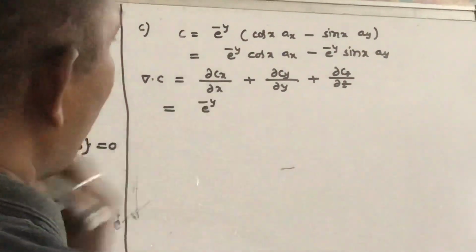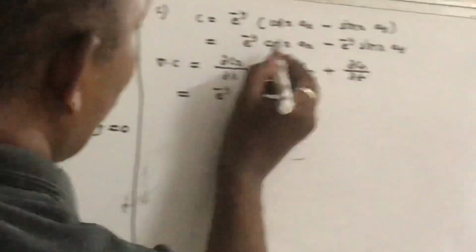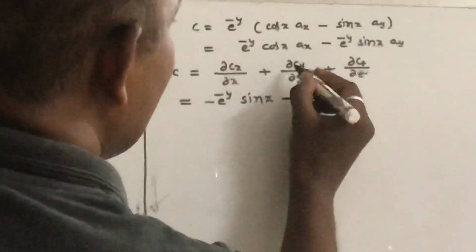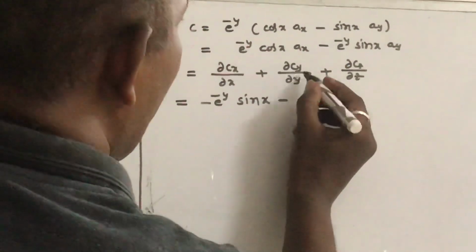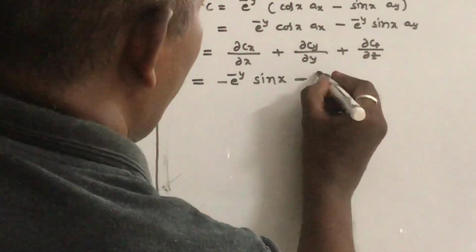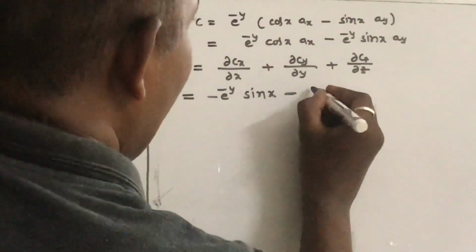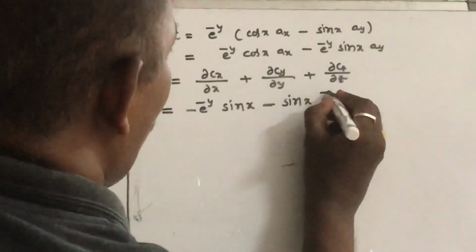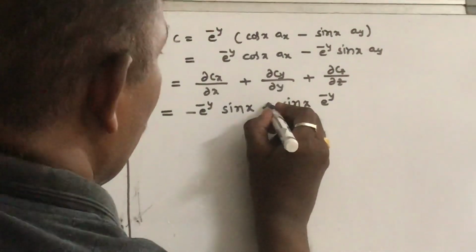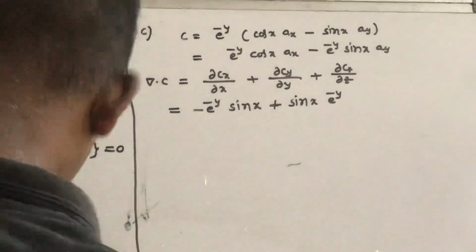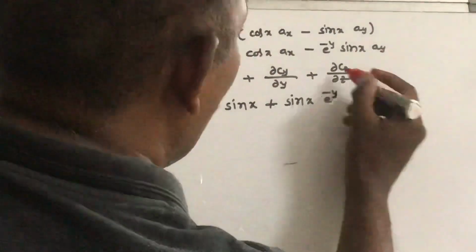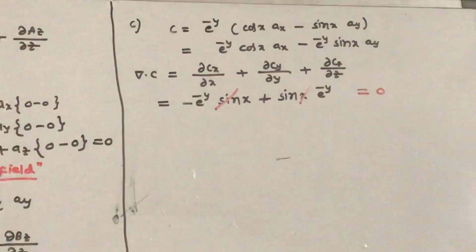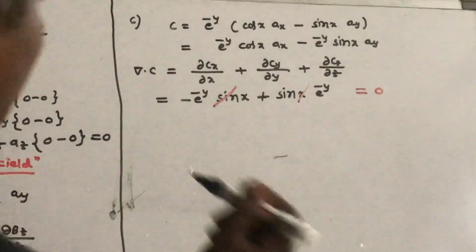e power minus y is a constant. So dou by dou x of cos x is minus sin x. So this is the first one. Minus, you can check it, dou by dou y of minus e power minus y sin x, minus into minus. So dou by dou y of this term: sin x is a constant, e power minus y stays e power minus y, and the differentiation of minus y is minus 1, and minus into minus becomes plus. You can check that dou by dou z of Cz is 0. So therefore you can cancel these out. The answer is 0. The divergence is 0. Let us find out the curl.